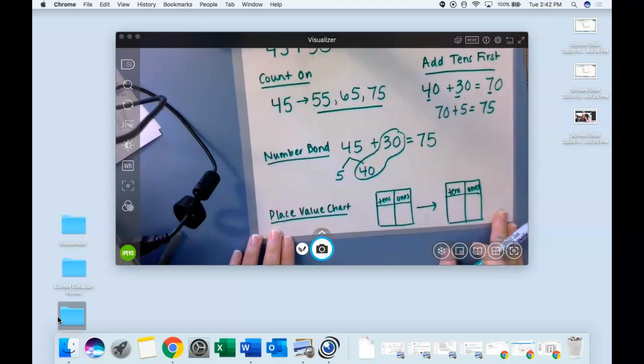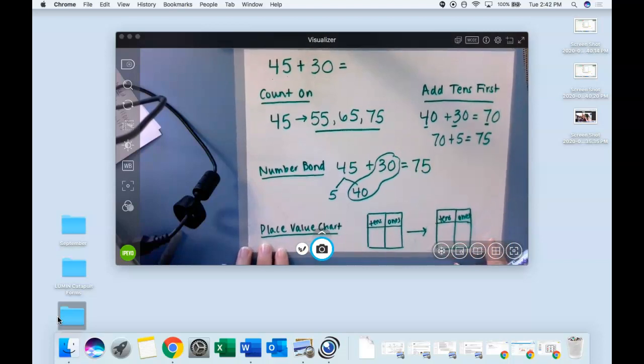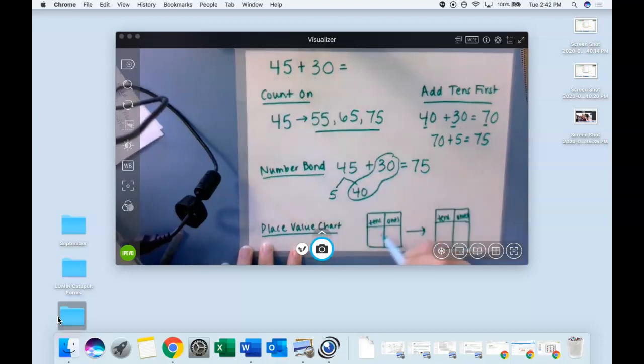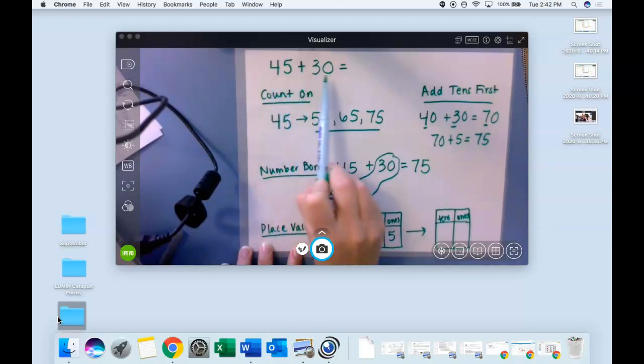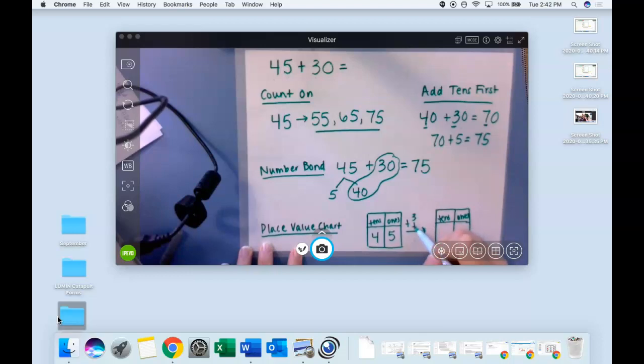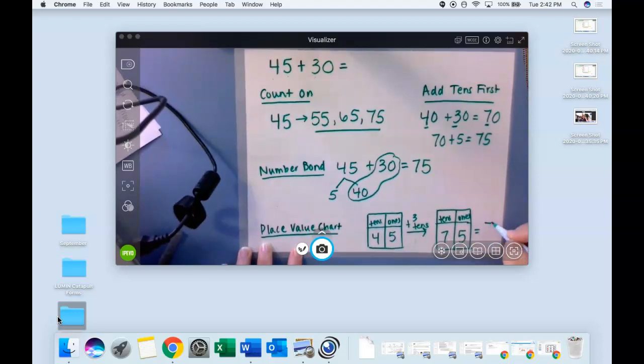And then the place value chart is a great one too for your kiddos who are more concrete in developing their place value understanding. So here they would just put the first add-in 45 into the place value chart and see, okay, I have 45, what am I adding on? I'm adding 3 more tens. 4 tens plus 3 tens gives me 7 tens. 5 ones plus 0 ones, I didn't add any more ones, gives me 5 ones. 7 tens and 5 ones equals 75.